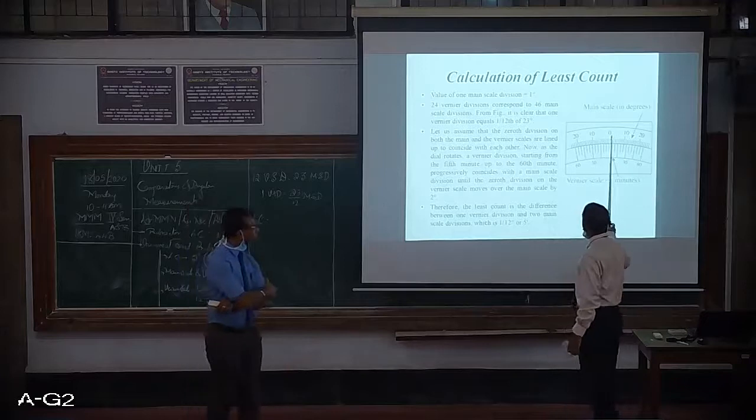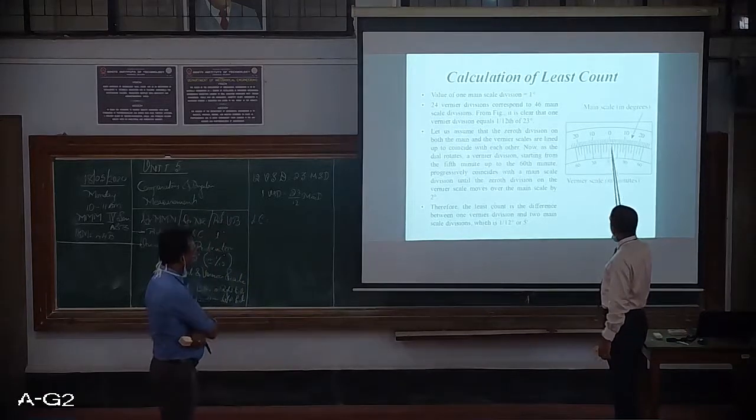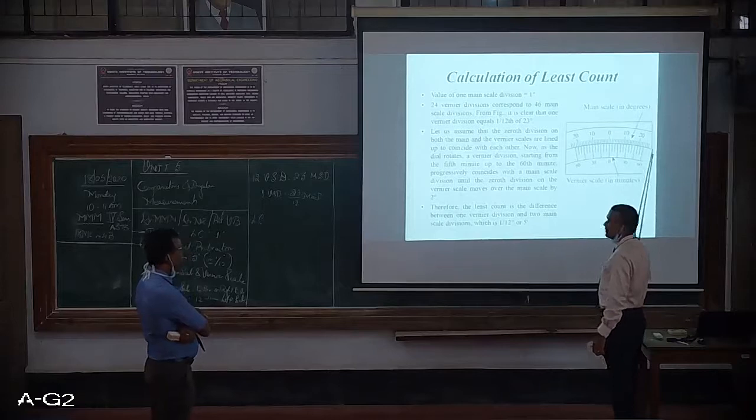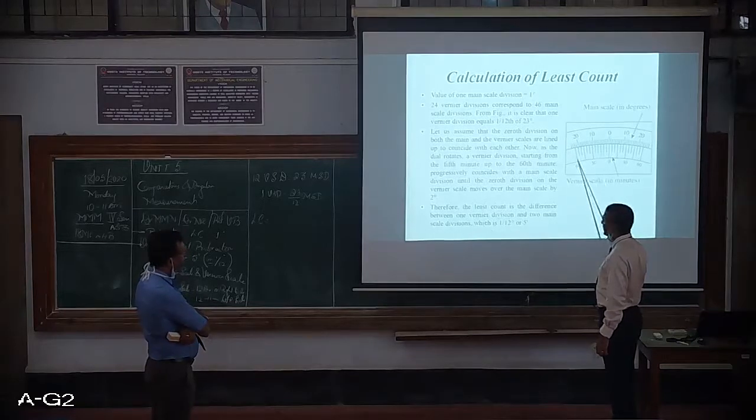So the value of one main scale division is 1 degree. On each side, we have 12 divisions. So the total number of divisions on the vernier scale is 24.